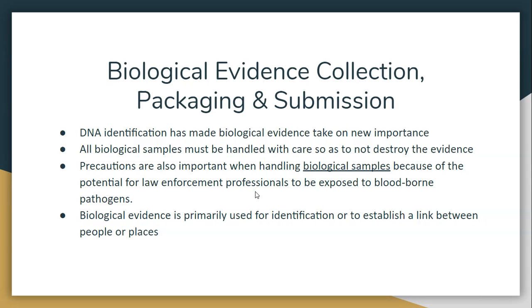All right. So biological evidence is anything that could potentially have DNA in it. So we're mostly talking about body fluids. DNA identification is like the gold standard for evidence, because that is definitely unique to the individual. So you have to handle all of these biological samples with care to make sure you don't destroy the evidence. You also need to be careful that you don't expose yourself to bloodborne pathogens like hepatitis or HIV or whatever. The main reason why biological evidence is collected is to identify somebody or establish a link between people or places.